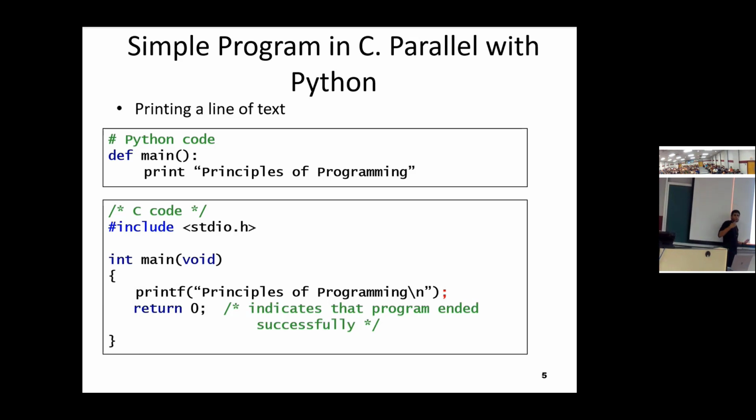Because C gives you more interaction and more control over the hardware, but that means you need to do more work, right? So this program does exactly the same thing, which is printing "principal programming." But to be able to do this, here I'm using the print function, but I didn't tell Python where to find this function, right? In C, that's not the way. You cannot really call any function without defining it.